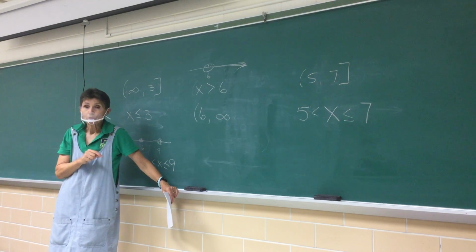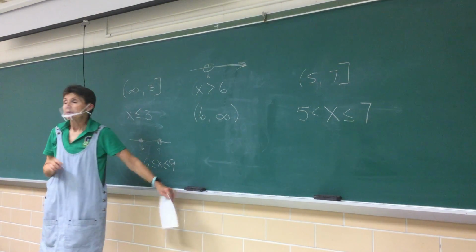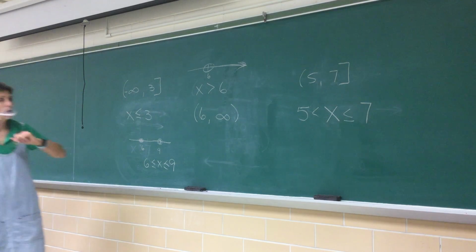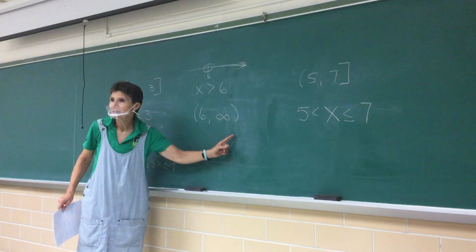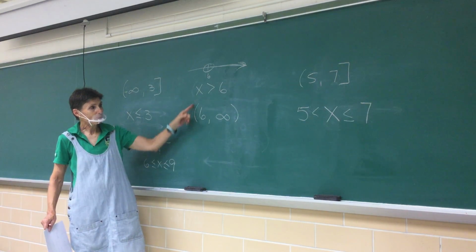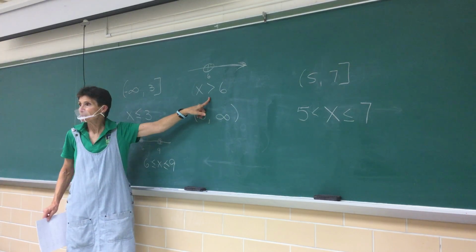I don't think I told you, infinities are always parentheses. Infinities are always parentheses. Anybody want to take a wild guess why? You can't get there. You can't put a dot at infinity because you can't get there. So it's always open. Always an open dot on the infinity. This one is open, a parenthesis, because there's no or equal to on the problem.